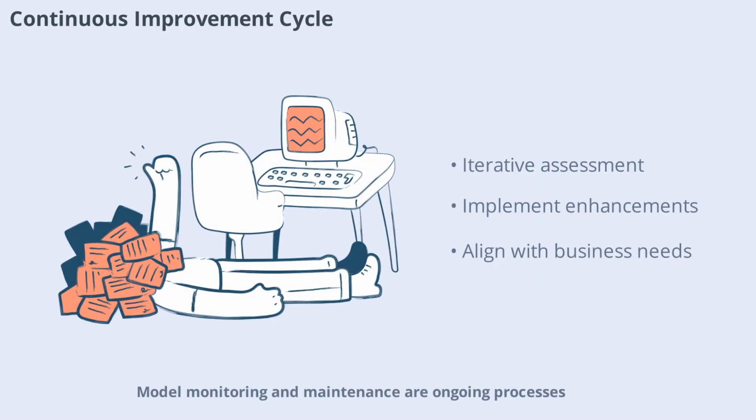Model monitoring and maintenance are ongoing processes. By adopting a continuous improvement cycle, you can regularly assess performance, gather feedback, and implement enhancements. This iterative approach ensures that your data science solutions remain effective and aligned with evolving business needs.